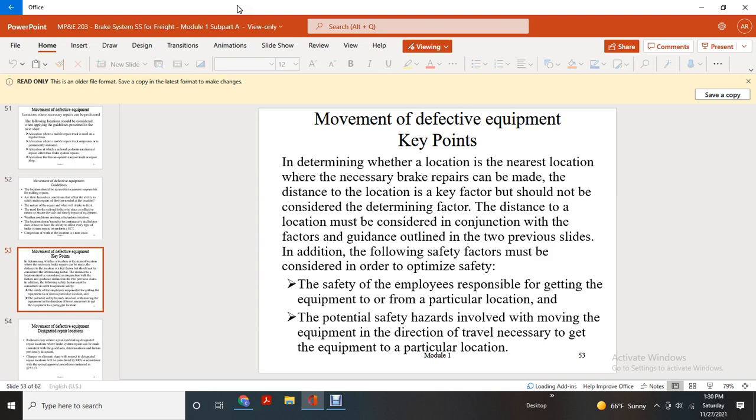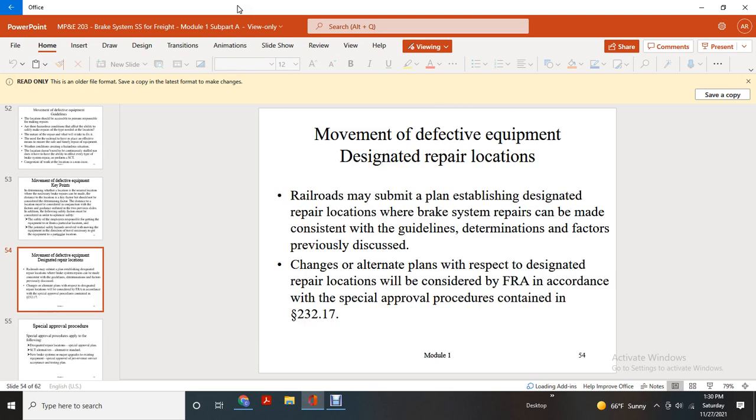Safety of the employees responsible for getting the equipment to a particular location, potential safety hazards involved with moving the equipment, the direction of travel, and the necessity of going with the equipment to a particular location. Movement of defective equipment: the railroad may submit a plan establishing the name of the repair location for the brake system. Repairs can be made consistent with the guidelines and determination factors previously discussed.